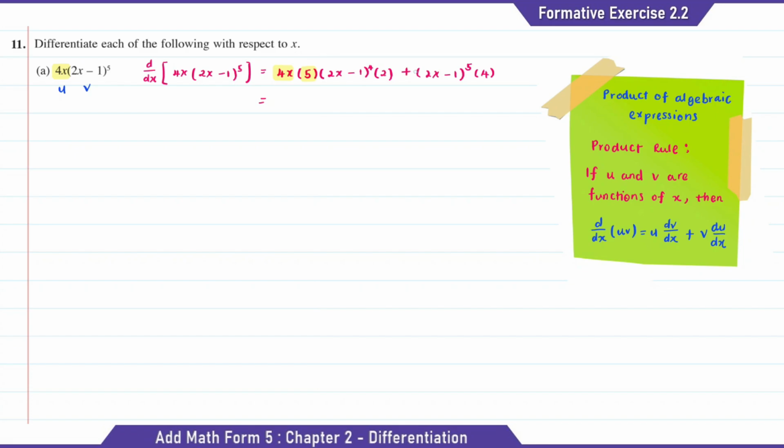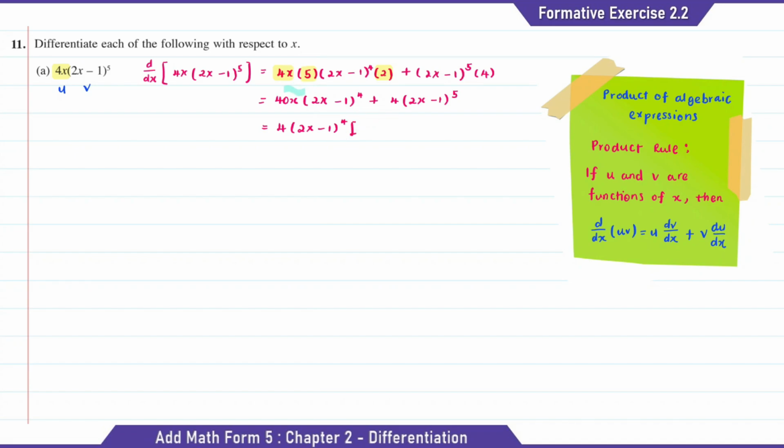Then differentiate the u, which is 4. Multiply 4x with 5 and 2. This is equal to 40x, and copy the rest. For these two terms, we're going to find the common factor. So first look at 40x and 4. The common factor will be 4. As for these two brackets, the common factor will be the bracket with a lower power, which is going to be power of 4.